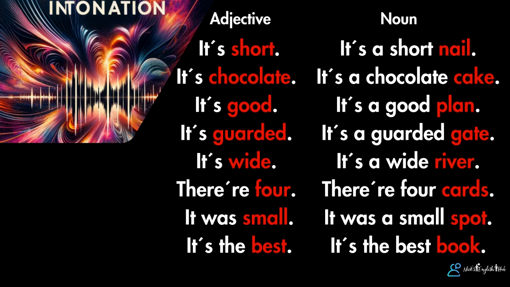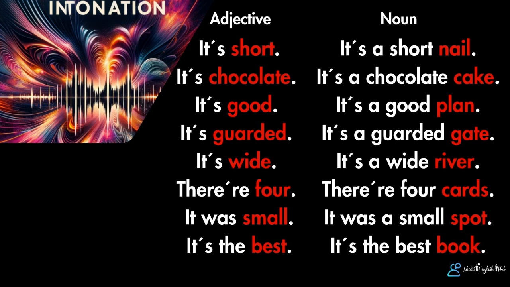It's short. It's a short nail. It's chocolate. It's a chocolate cake. It's good. It's a good plan. It's guarded. It's a guarded gate. It's wide. It's a wide river. It was small. It was a small spot. It's the best. It's the best book. Did you notice how the stress goes on the noun? I'll read it one more time.